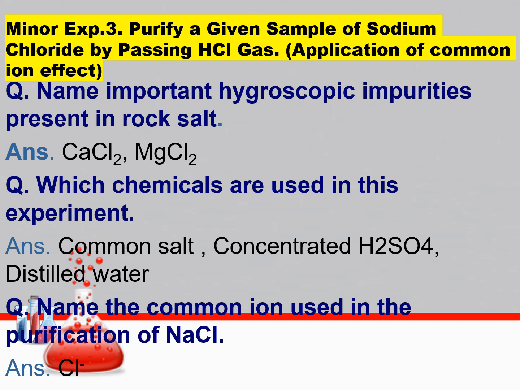Which chemicals are used in this experiment? Common salt, or you can say table salt, concentrated sulfuric acid, distilled water. Name the common ion used in the purification of NaCl. The ion due to which it is precipitated in pure form, that is Cl-, chloride ion. Chloride is also present in HCl and in NaCl. So it is a common ion which helps its purification.